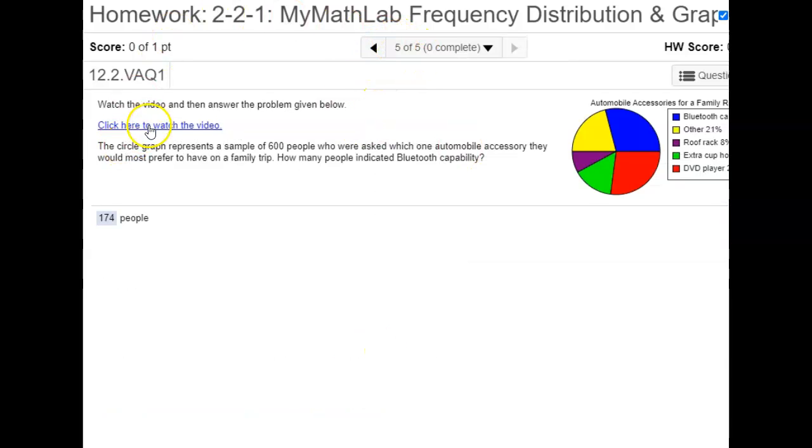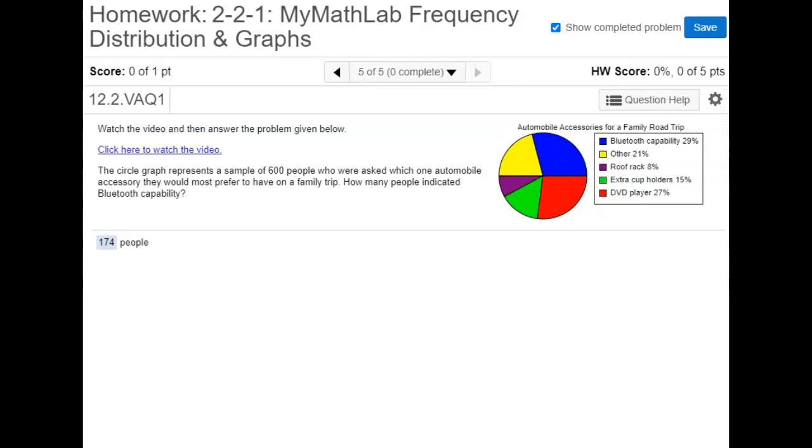For number 5, here is another video to watch to introduce you to this type of problem. Go through that. What it's asking here is we have a circle graph that represents a sample of 600 people. So 600 people are split between the slices of the pie in our circle graph. We want to know how many people indicated that they would prefer Bluetooth capability for the automobile accessory that they want on a family road trip. It gives us the percentages that go along with each slice of the pie. In this example, Bluetooth capability is 29%. So you need to find out what 29% of 600 is.